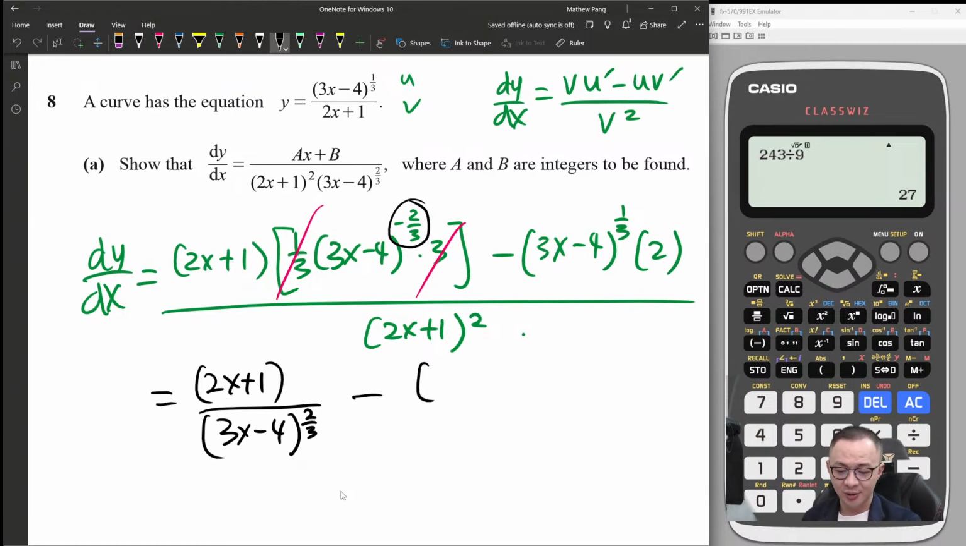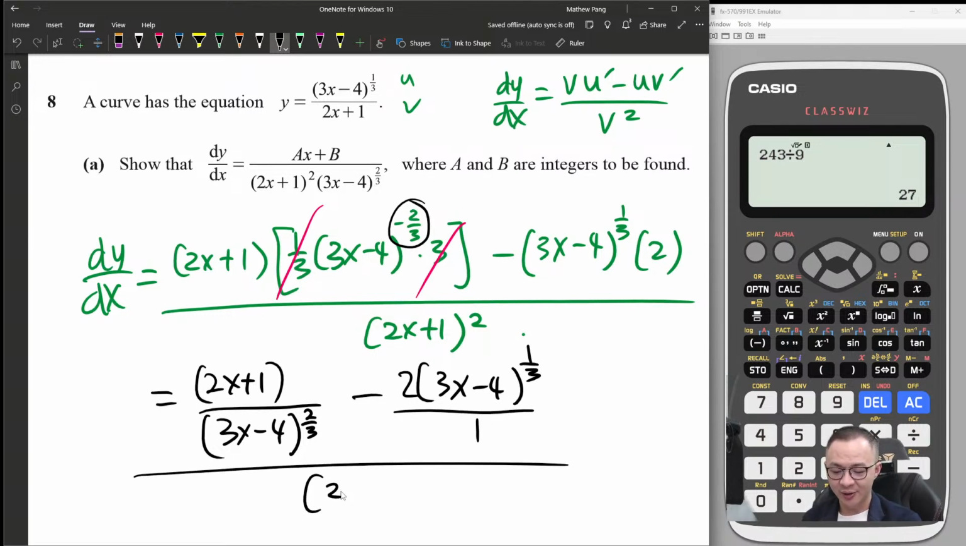Minus, there's 2 outside. (3x minus 4) power 1 over 3, over 1. Divided by (2x plus 1) squared. Obviously, you see until here, you're already able to guess you need to make the same denominator, right? I will multiply whatever denominator I see from that side.